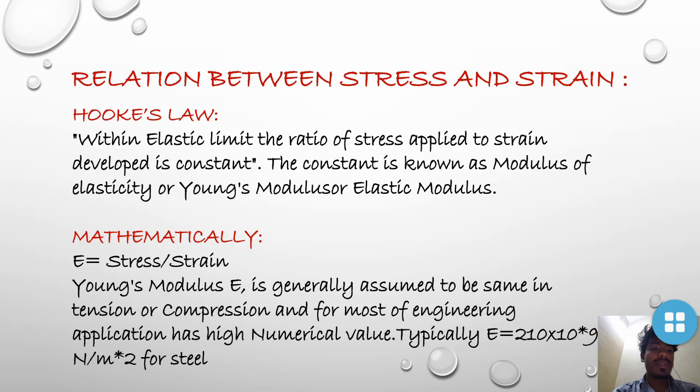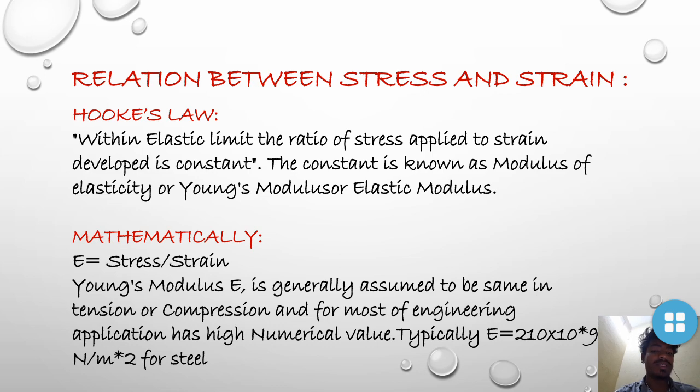So, relation between stress and strain. Hooke's law defines that within the elastic limit, the ratio of stress applied to strain developed is constant. The constant is known as modulus of elasticity, Young's modulus, or elastic modulus. So Hooke's law states that within the elastic limit, the ratio of stress applied to strain developed is constant, and the constant is known as modulus of elasticity or Young's modulus or elastic modulus.